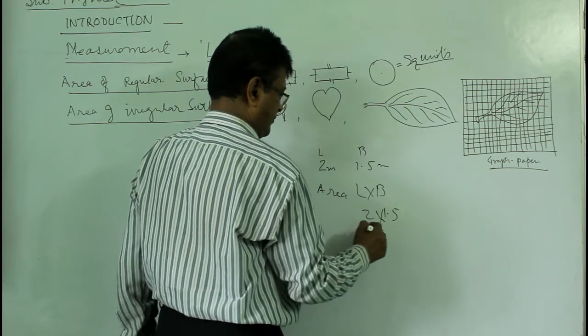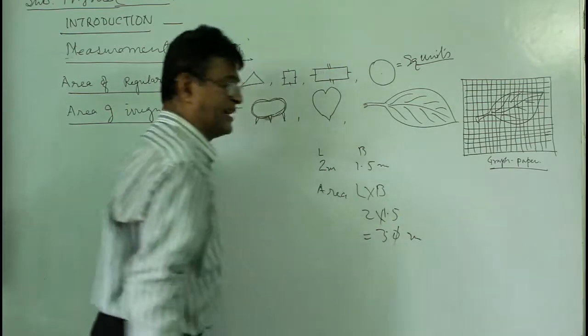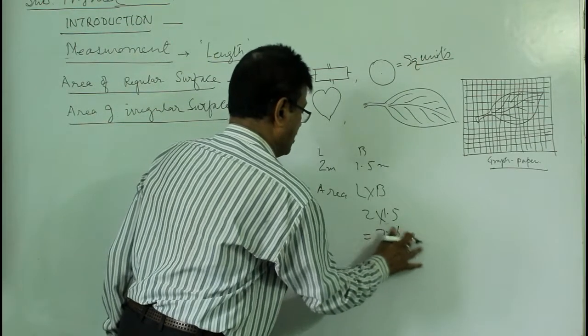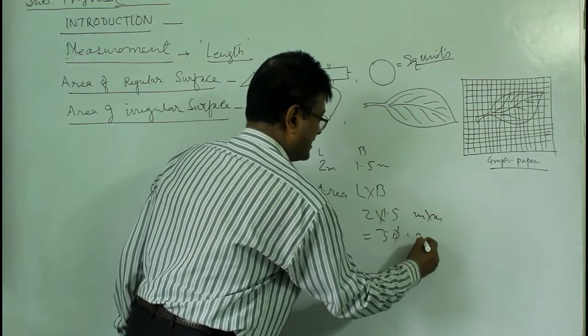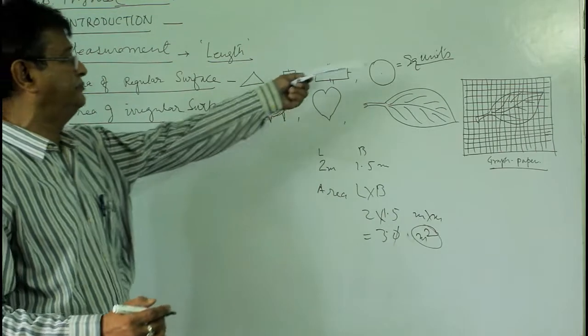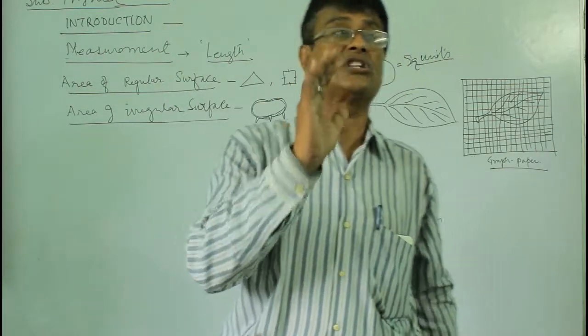That means 3 meter. Now will meter be there? No, because it should be the square unit. Because here you are multiplying meter into meter, that means it comes square meter. Square meter, that will be the unit. So any area measurement will bring you the square units.